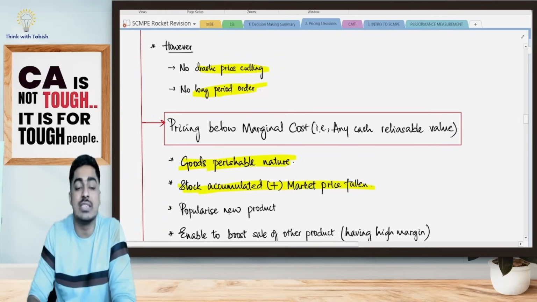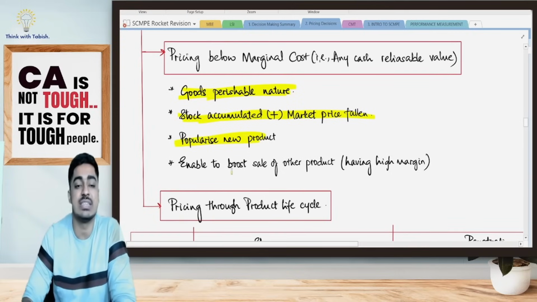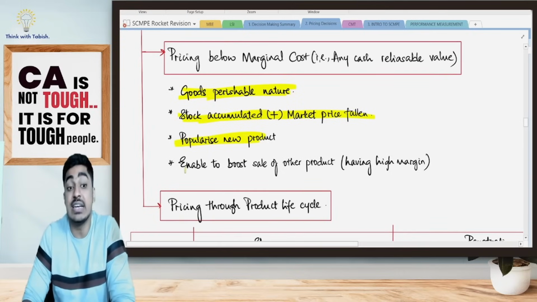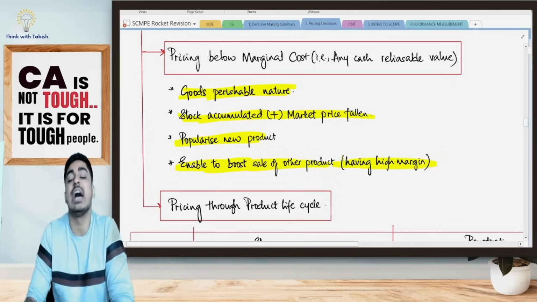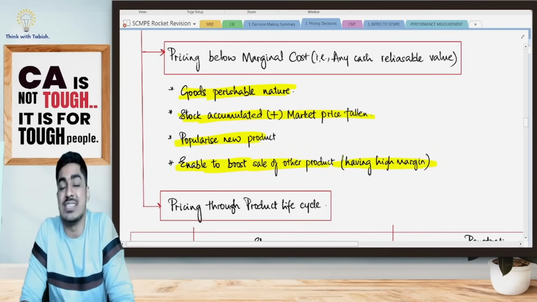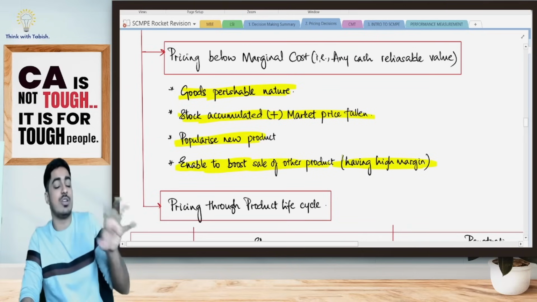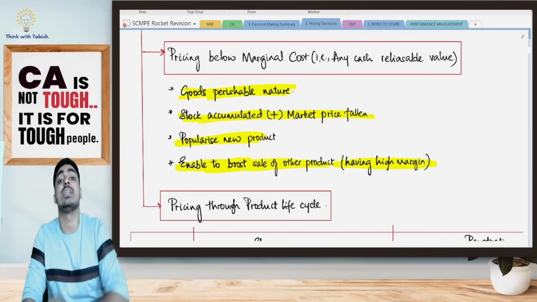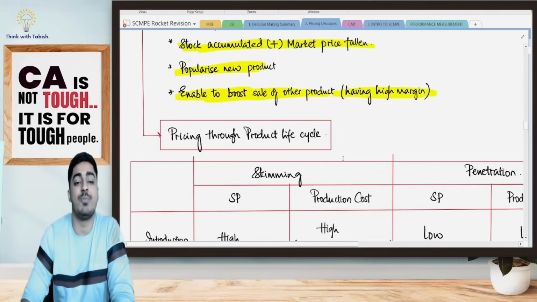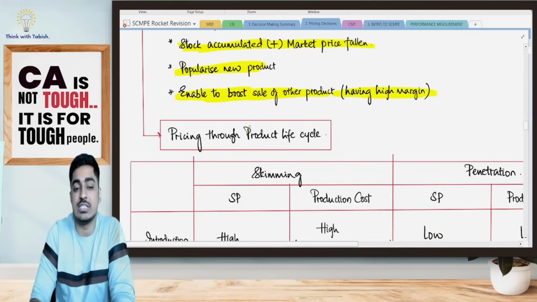In order to popularize a new product, Ola, Jio, etc. Yes, where such a reduction in selling price enables the firm to boost the sale of another product which is having a high margin. It's also called the razor blade model. Printer, you're selling at a lower price. Cartridge, you're selling at a higher margin. Okay. Yes. Now, pricing through product life cycle is important.